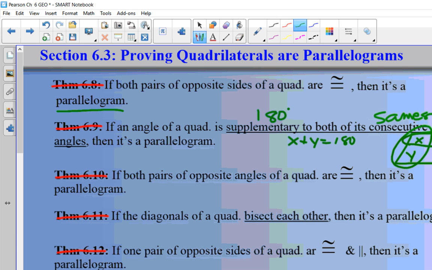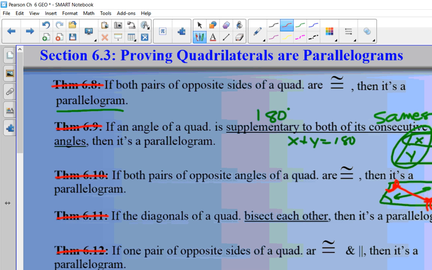Okay, the next theorem, if both pairs of opposite angles of a quadrilateral are congruent, then it's a parallelogram. So we did this before, but now I'm using, if I can prove that opposite angles are equal, and remember, you got 2 pairs of them, then you can call it a parallelogram.